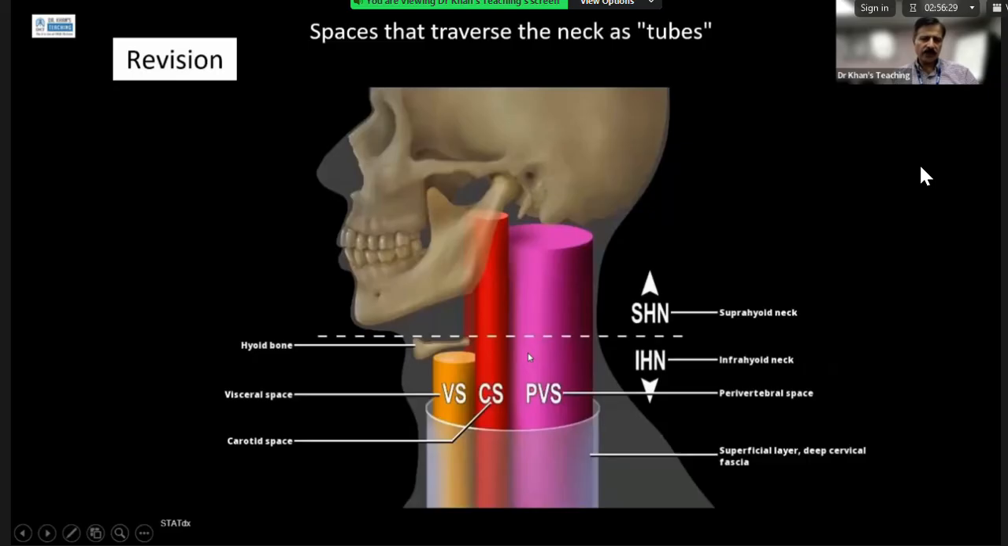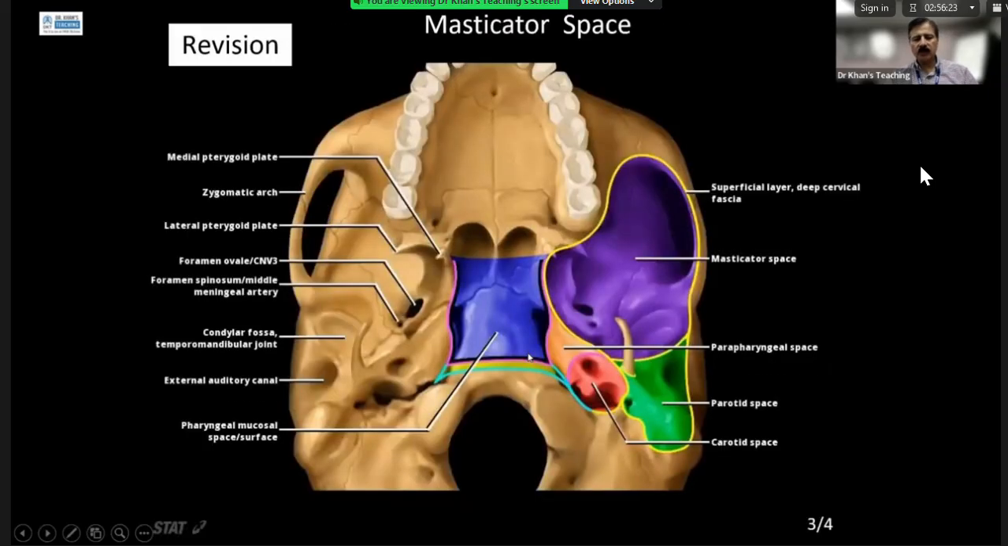So some of these spaces, they act as tubes. They go all the way through the neck, and many of them, they actually reach the skull base. And it is very important to remember this concept because tumors as well as infections can transmit through them to the cranial cavity. Out of these, masticator space is one which we will cover today once again, and parotid space, we will revise it. You remember that the masticator space goes to the skull base and it touches the foramen ovale here.